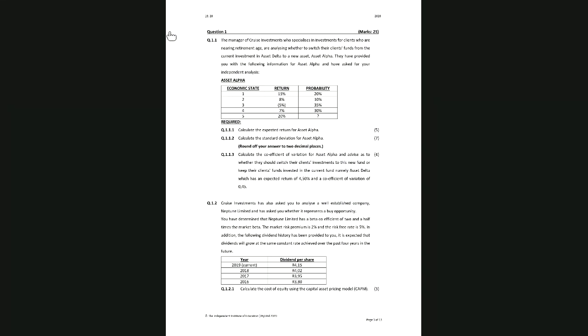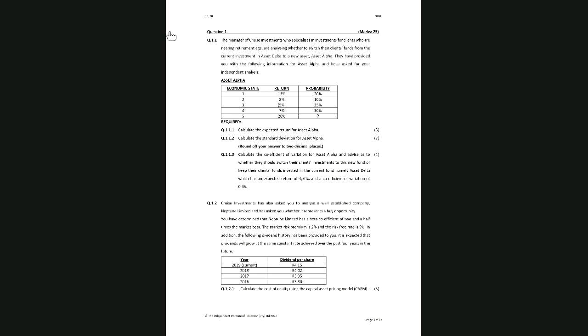So we've determined that Neptune Limited has got a beta, do you remember beta? Coefficient of 2.5 times the market beta. So they don't say that Neptune's beta is 2.5. They say its beta is 2.5 times that of the market beta, which means you've got to consult your textbook to find out what the market beta is always considered to be, and then multiply that by 2.5 to get the beta for Neptune. Okay. The market risk premium is 2%. The risk-free rate of return is 5%.